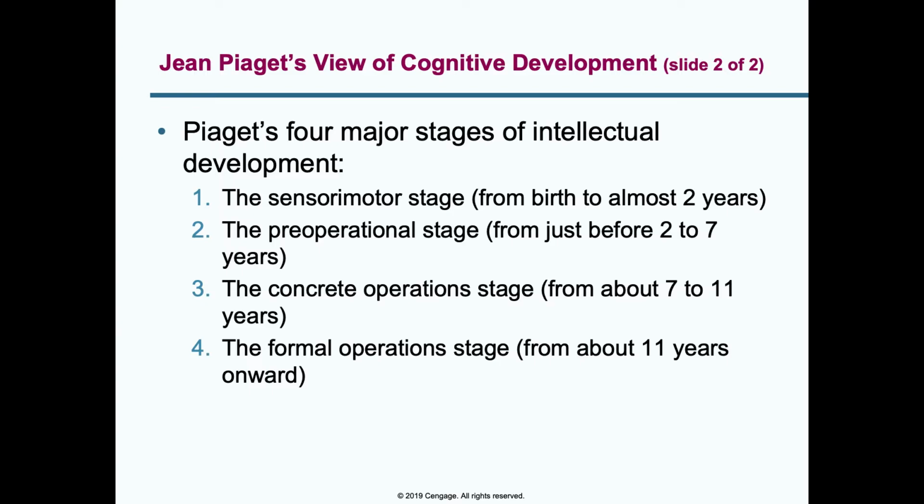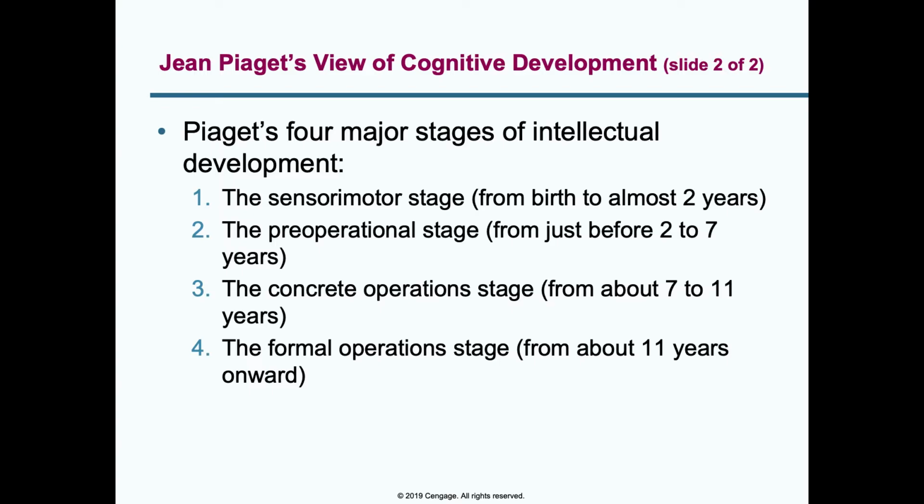When we're studying Piaget, Piaget has four major stages of what we call intellectual development or cognitive development. Each of the stages has a general time frame, but the ages should be thought of as variable. They're not set in stone and absolute, but everyone does progress through them in the same order. So the sensory motor stage goes from birth to 2 years old, and then pre-operational from just before 2 to 7, and the concrete operations from 7 to about 11, and formal operations from about 11 years onward.